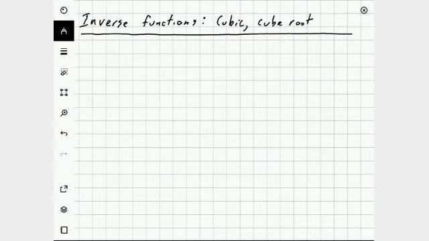Inverse functions, cubic, cube root. Not all cubic functions have inverses. Many don't have nice inverses, some have nearly impossible inverses. In general, a cubic function doubles back on itself.